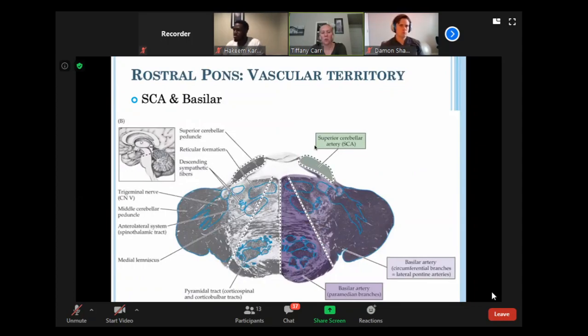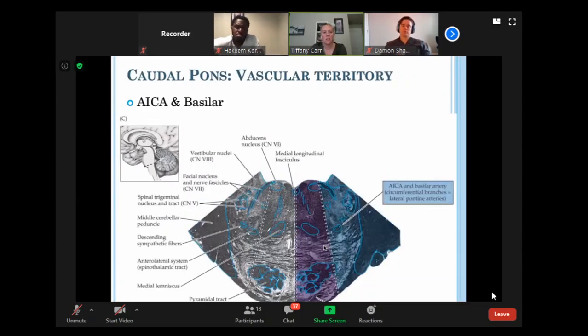For the rostral pons, we primarily have the superior cerebellar artery impacting up here, the basilar arteries with the circumferential branches and the paramedian branches. The ICA and the basilar are going to be more towards the caudal pons, so the anterior inferior cerebellar artery provides those circumferential branches and the lateral pontine arteries, and then the basilar artery provides the paramedian branches.